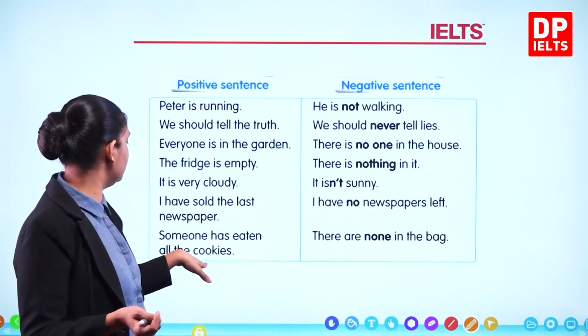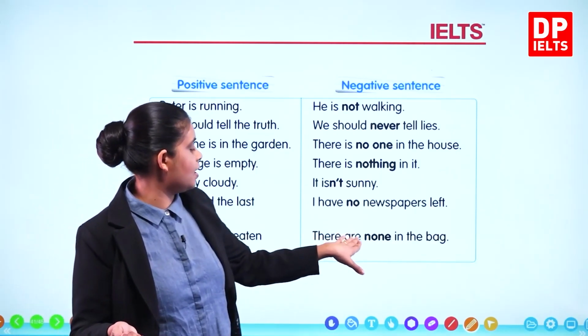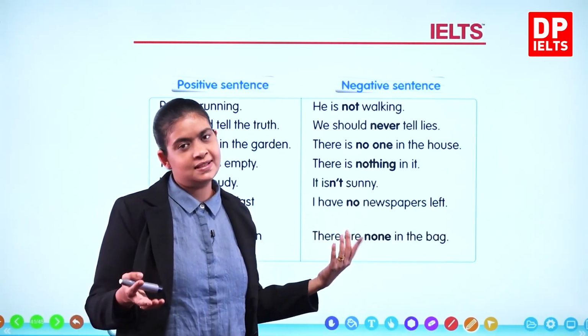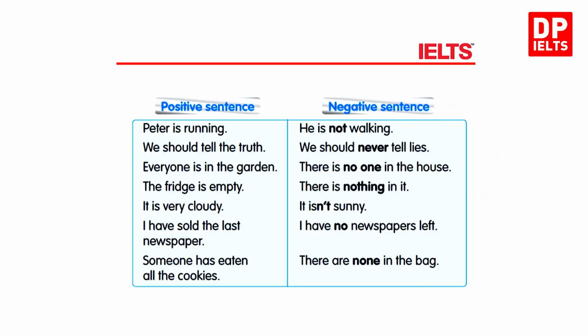Someone has eaten all the cookies. There are none in the bags. None means negative, right? Someone has eaten all the cookies. யாரோ ஒருத்தர் எல்லா குக்கீஸையும் சாப்பிட்டுட்டார். பாசிட்டிவ் சென்டென்ஸ். அதாவது ஒரு விஷயம் நடந்துட்டு என்றதை நாங்கள் பாசிட்டிவாக நேரடியாக சொல்கிறோம். There are none in the bag.